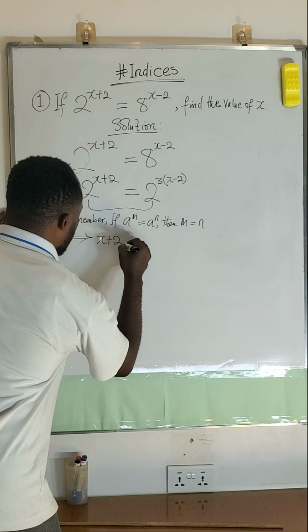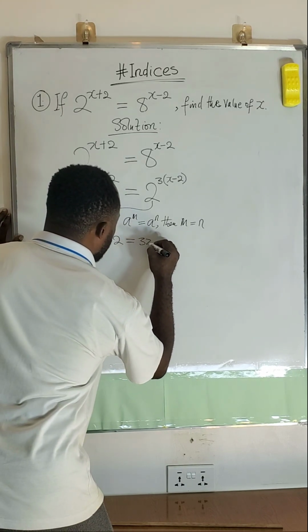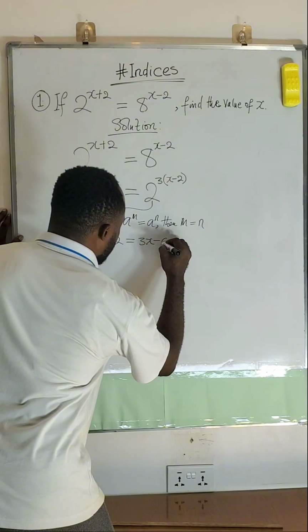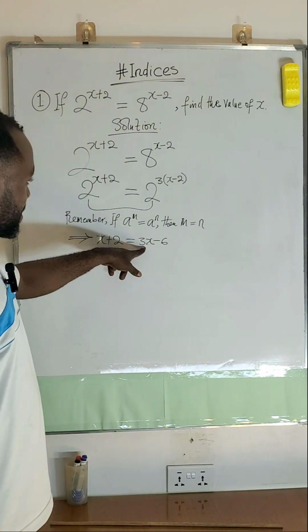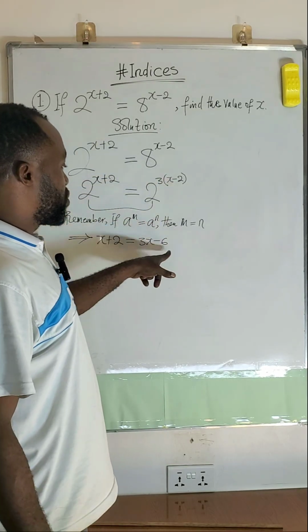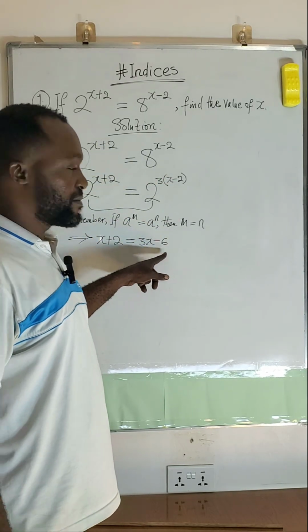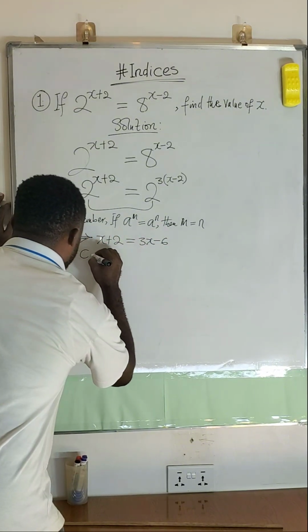If you remember this, it simply means that x plus 2 on the left hand side equals 3x minus 6 on the right hand side. What I mean by this is 3x is 3 times x, and 3 times minus 2 is minus 6. Is that right? So, from here, you can collect like terms.